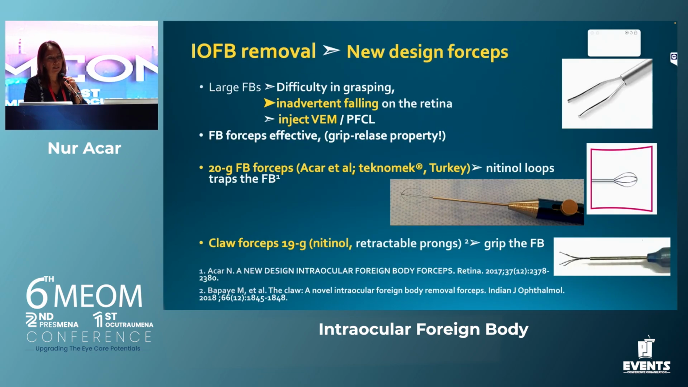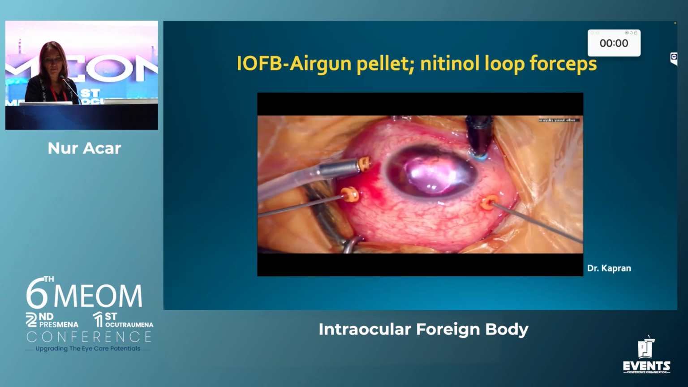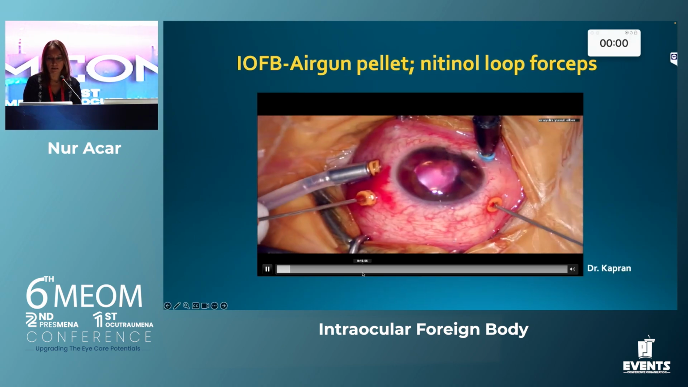So what are the new design forceps? Because of the large and glass-like foreign bodies, it is very difficult to control them and to protect against inadvertent falling to the retina. There are two new forceps, one of which is my design, which Teknomek is producing in Turkey with nitinol loops, and the second one is claw forceps, 19 gauge, from India with Natarajan and group. So we have these options.